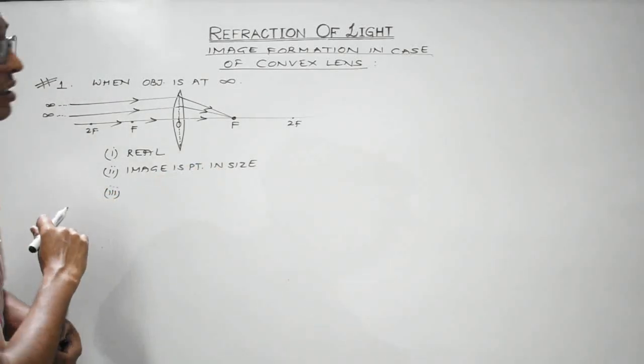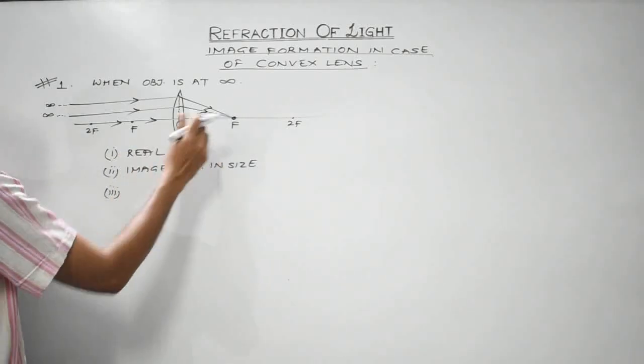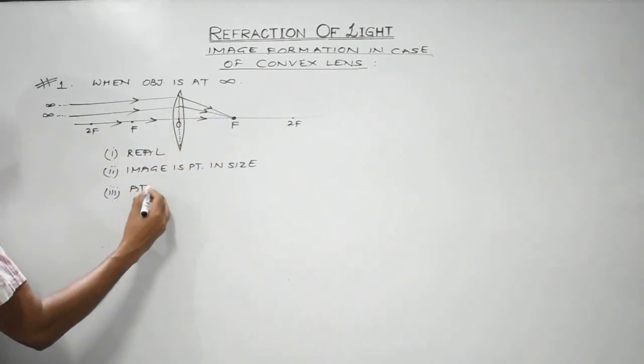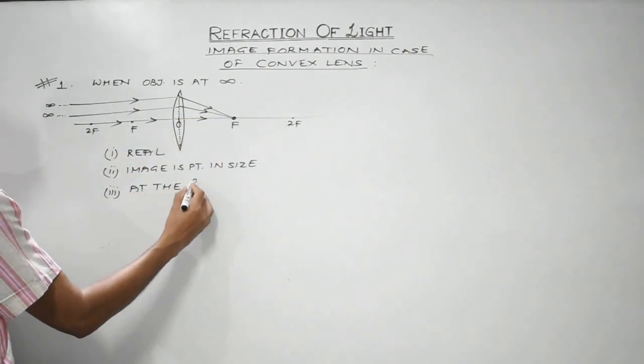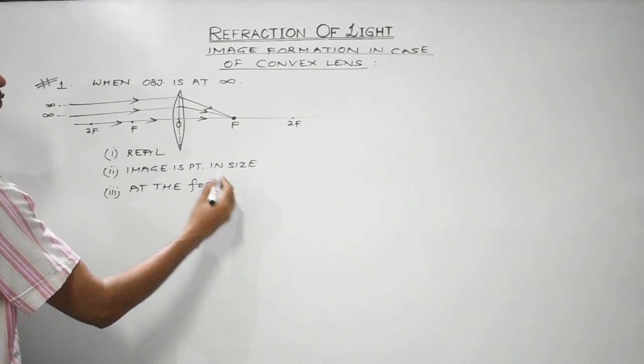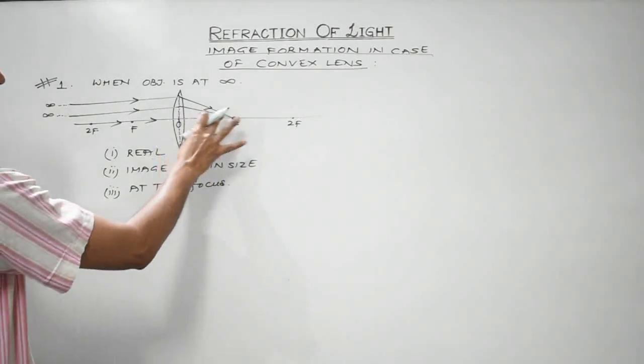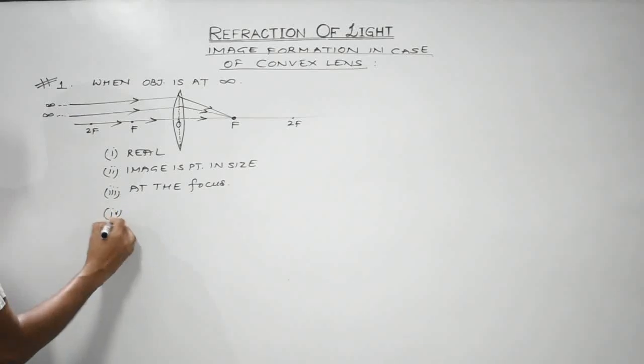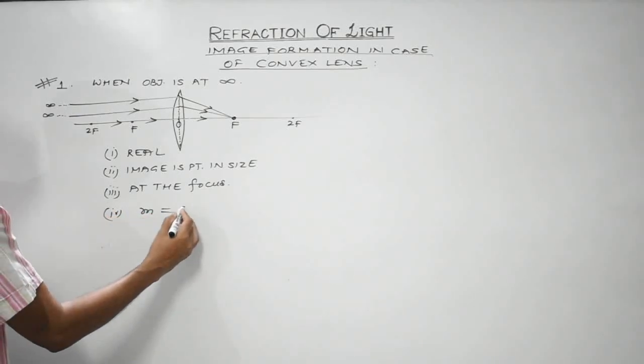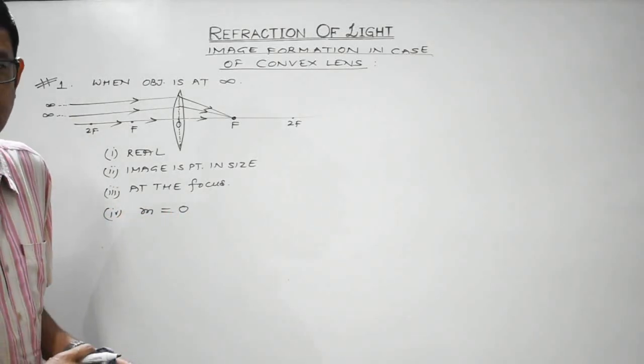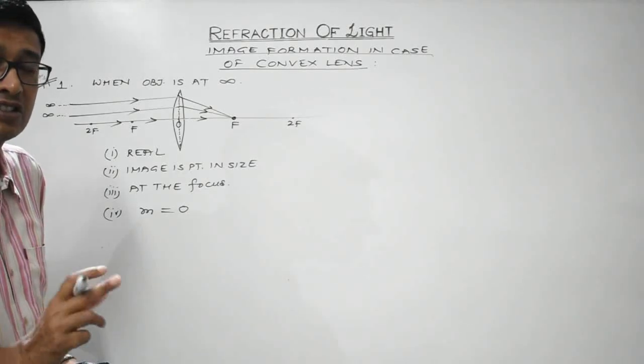Third property: the image is formed at the focus. It is exactly formed at the focus, right? What about linear magnification? Since it is point in size, the linear magnification is 0.